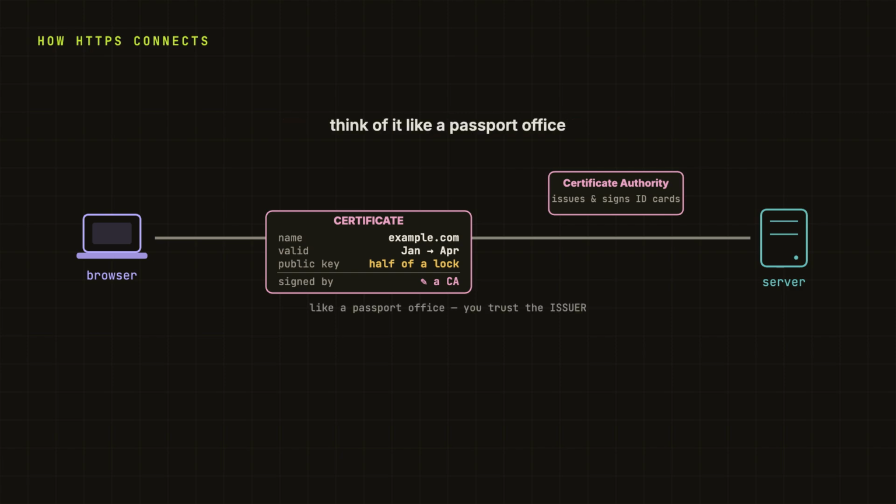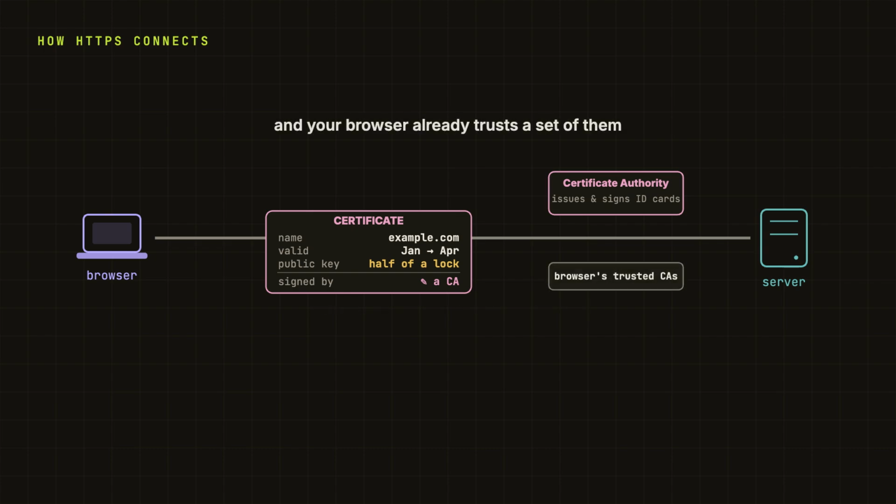Think of it like a passport office. You trust a passport because of the office that issued it, not the person holding it. And your browser already trusts a set of these CAs. So the certificate is really the CA vouching, "I checked, and this key genuinely belongs to example.com."